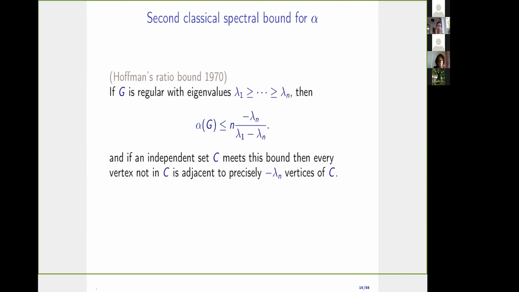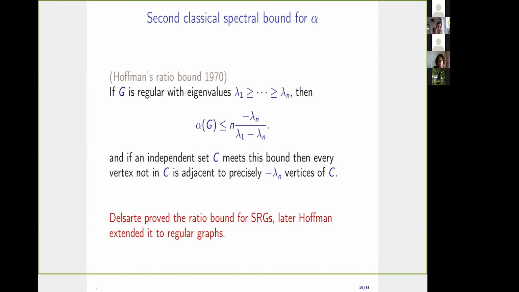And the second bound we want to extend is the Hoffman ratio bound, which is an unpublished result. This bound depends on the spectrum of a graph as well. You have probably seen this bound before, and it's known when it's tight; you can characterize equality of the bound. And it's important to remark that this bound was first found by Delsarte, who provided it only for strongly regular graphs, and it was Hoffman who extended it to regular graphs.